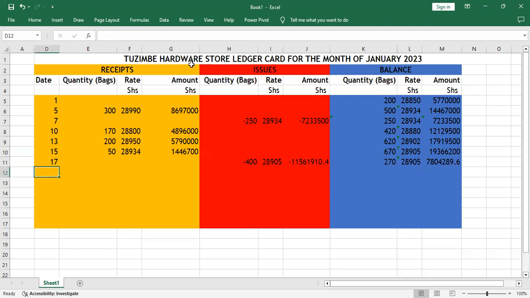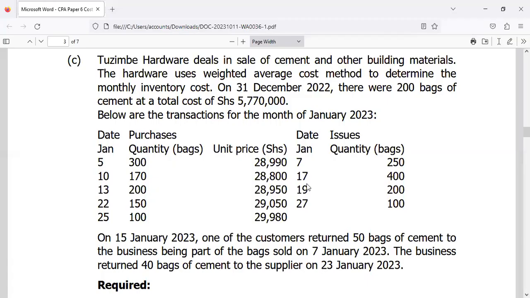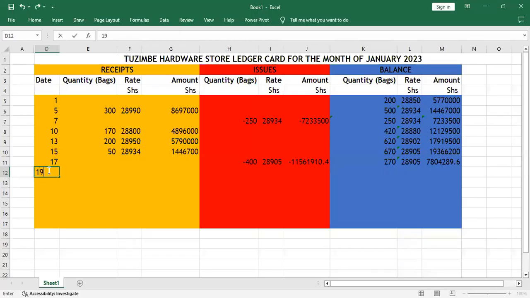Then from there, of course, we move to the next transaction. What next? Let me take you back to the question. From 17th, we move to 19th, because this is 13th. So we move to 19th. We issued out 200. This is on 19th, an issue of 200 units. Still, the average price will be the same. The average cost, or the average price per bag, is 28,905.